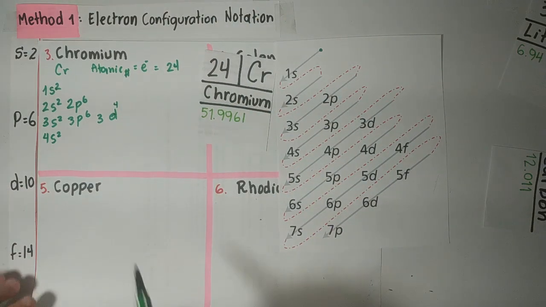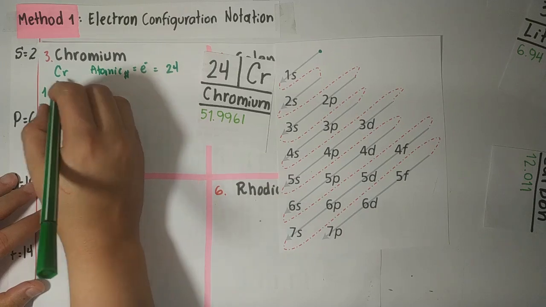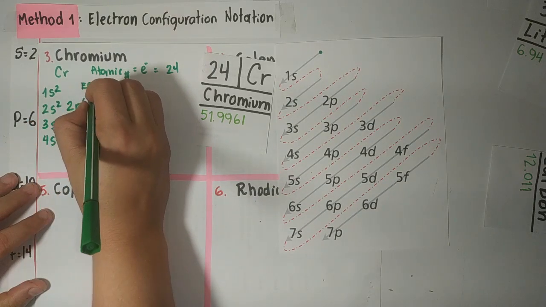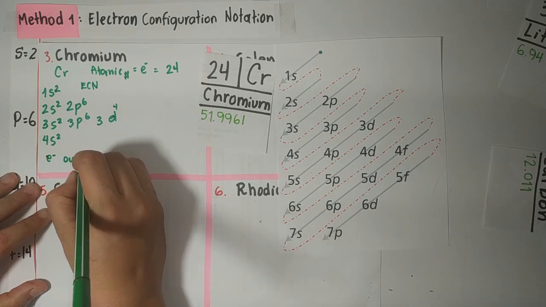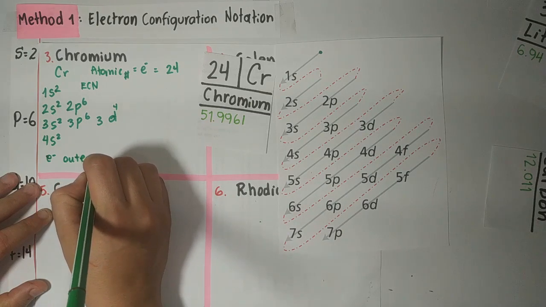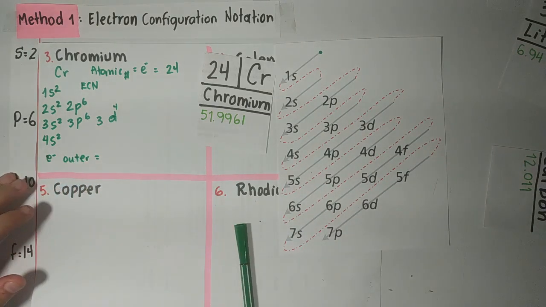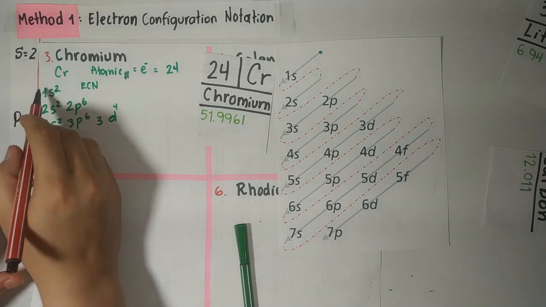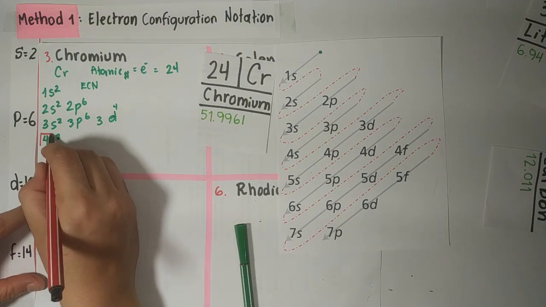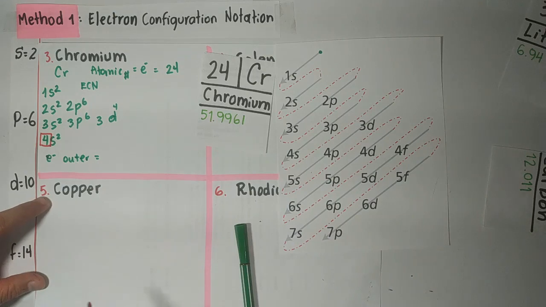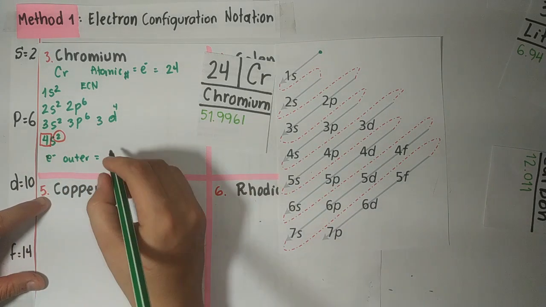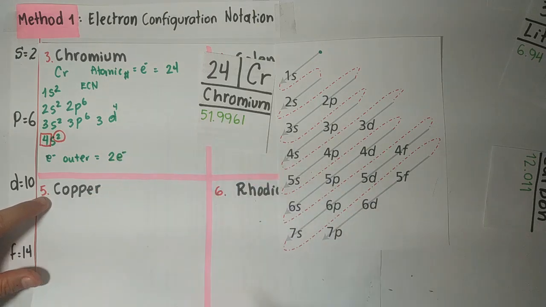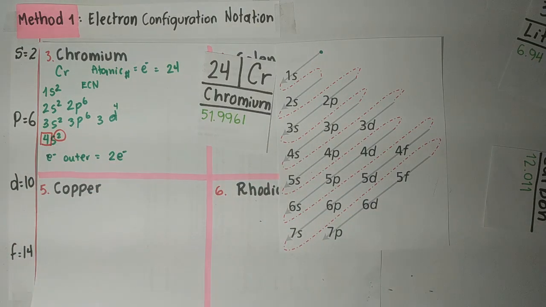Now, this is the full electron configuration. And now I want to know the electrons in the outer energy level. So, the outer energy level is the greatest period. In this case is 4. How many electrons do I have in the greatest period? 2. 2 electrons for chromium.